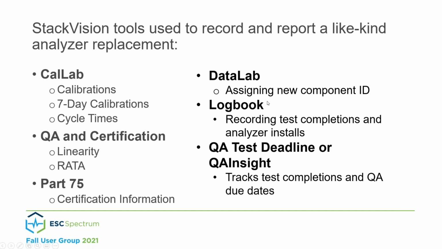I think LogBook could be really useful, especially if you're using us for your reporting. We can go through and see whenever you've finished your events, and it's good for you to know, okay, I've done step 1 of this, I need to get my linearity done now. And then QA test deadline or QAInsight, depending on if you have QAInsight, will help you track your test completions and your QA due dates, because whenever you do a certification event, the QA test due dates for your normal QA quarter will be pushed. So it's important to recognize that and pay attention to your new due dates.